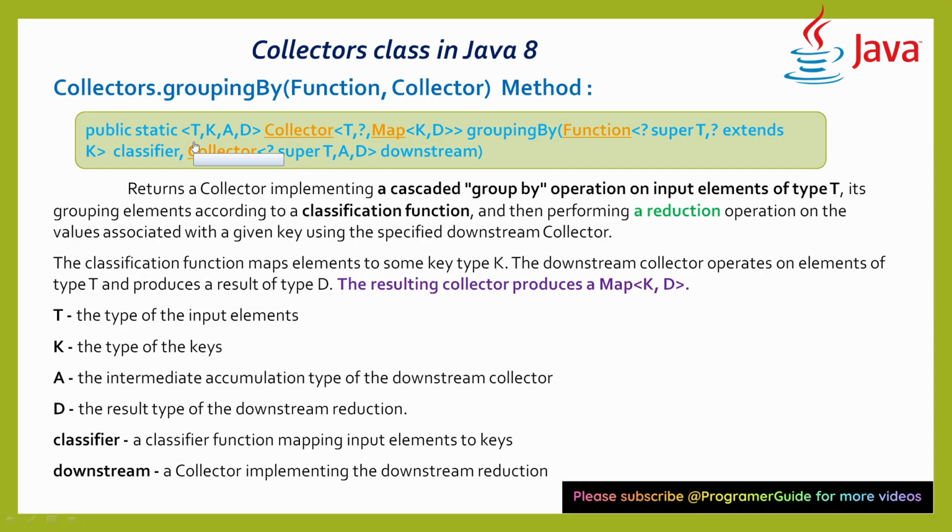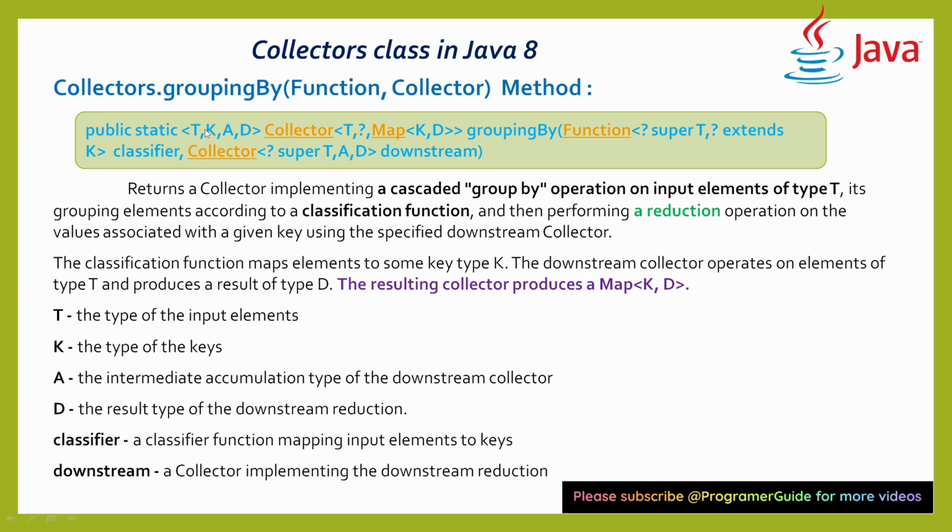It is a static method: Collector of Map, groupingBy(Function<? super T, ? extends K> classifier, Collector<? super T, A, D> downstream). What does it mean? Whatever data has been given, it returns map information, like key and value pairs. As I said, the character is the key and the count is the value, and that is how it is displayed.